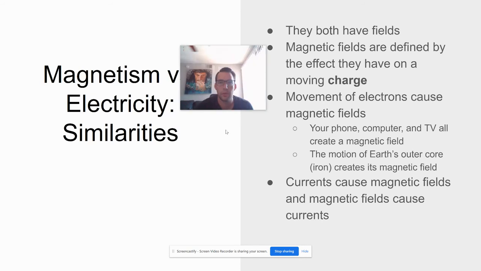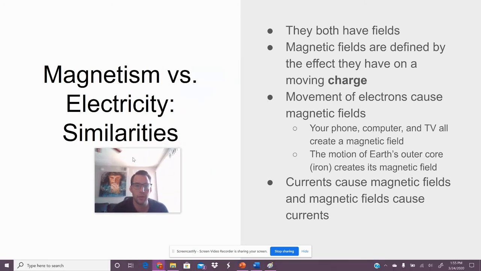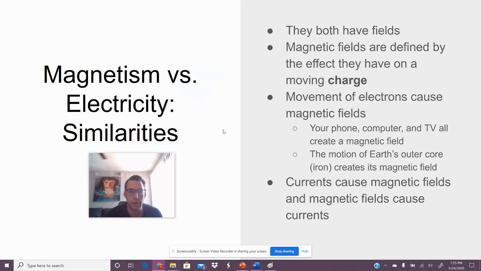Some similarities is that they both have fields. Notice that there's a magnetic field. There's also an electric field. Magnetism and these magnetic fields are only able to be seen and observed with a moving charge. Charge is electricity. There has to be a moving electron or a proton in a magnetic field for us to observe it. Movement of electrons causes magnetic fields.